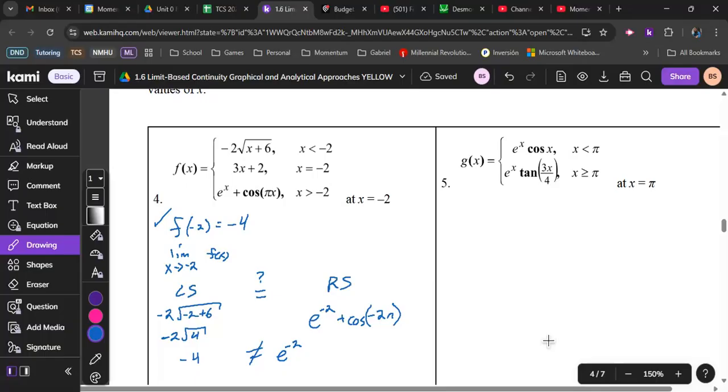Sorry, not plus 0. Oh my gosh, I can't believe I said that. Plus 1, sorry. Cosine, not sine. Cosine of 2 pi. Either way, it's still not true.